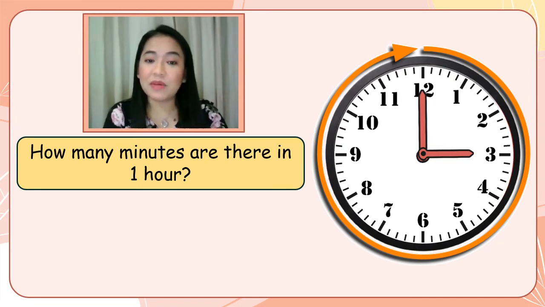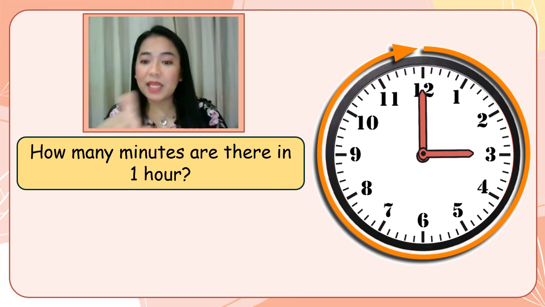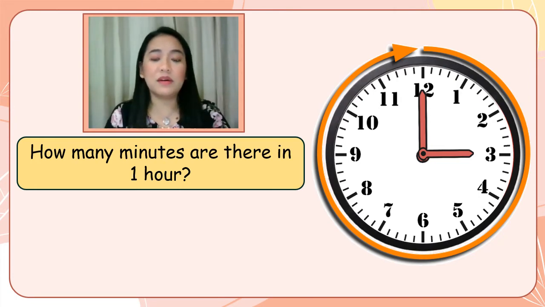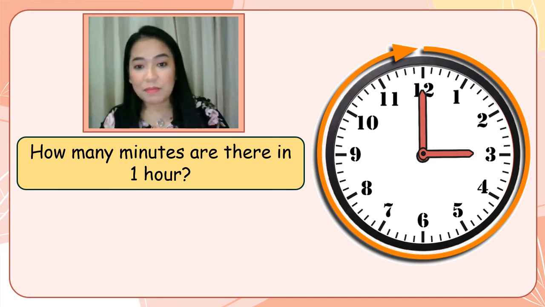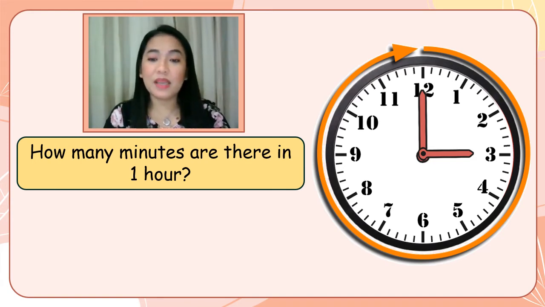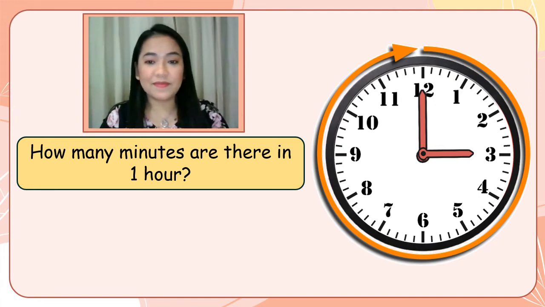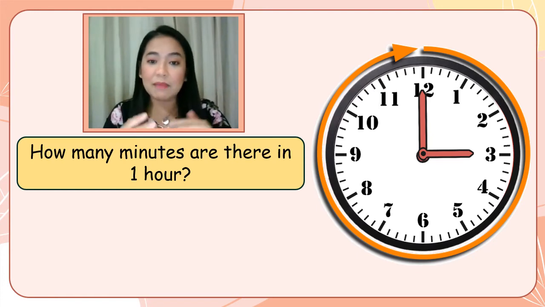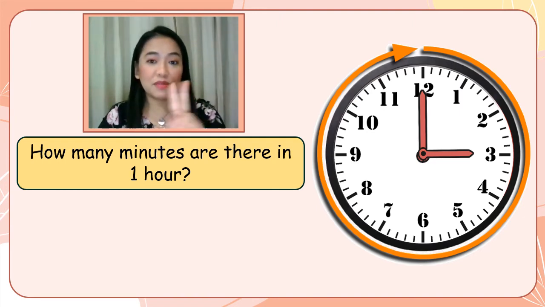Yes, it's 3 o'clock. Now to get to 4 o'clock, the minute hand has to make a full round the circle from 12 back to 12. Let me show you that. But here, children, I just want to remind you that I made the hands move faster than their actual movement. Again, they do not move as fast as this, okay? Now, notice the two hands.